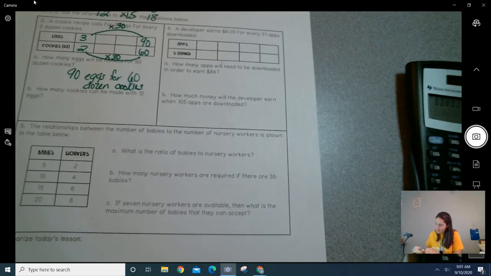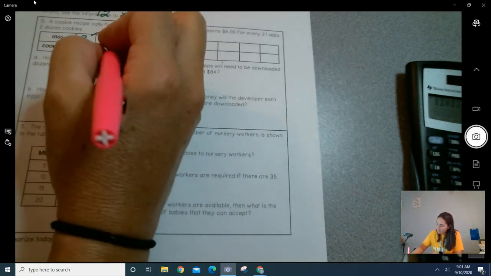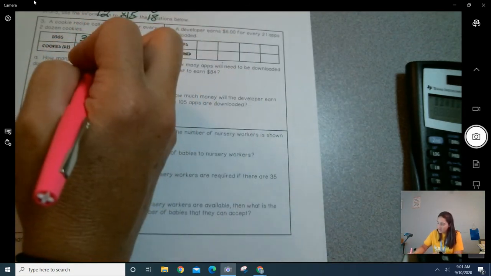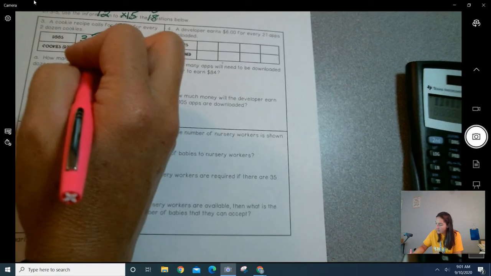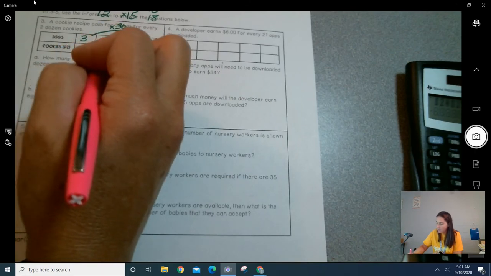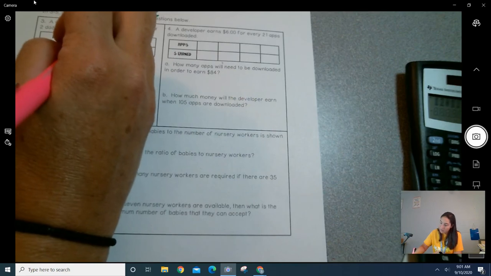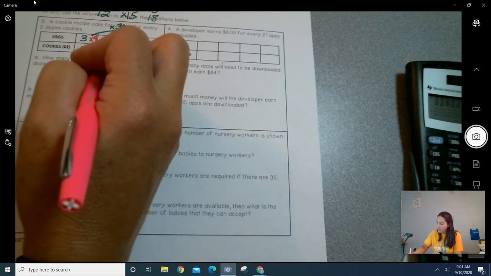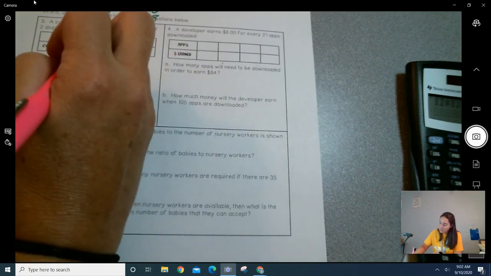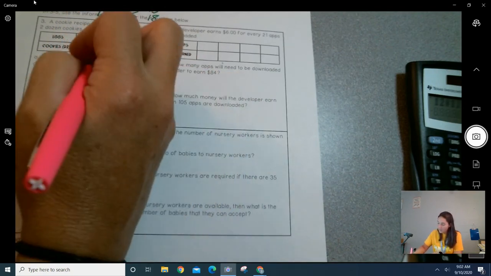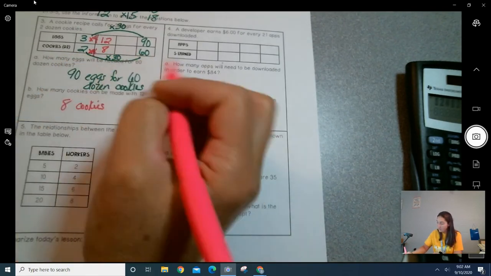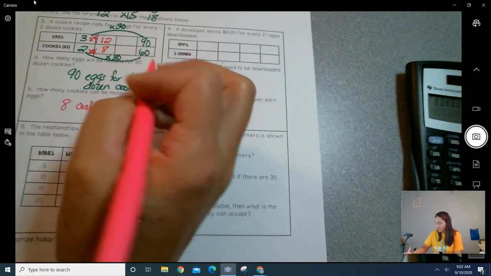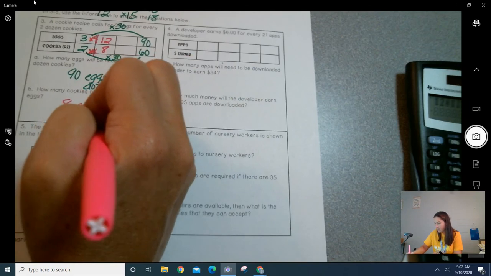Number 4 says how many cookies can be made with 12 eggs. So I'm going to use a different color. Here I have 12 eggs, and I need to figure out how many cookies can be made, right? And so again, we look at these two numbers and we say, how did I get from 3 to 12? Well, I multiplied by 4. So in order to figure out how many cookies, I'm going to take the 2 and multiply by 4, and that's going to give me 8. 8 dozen cookies from 12 eggs.